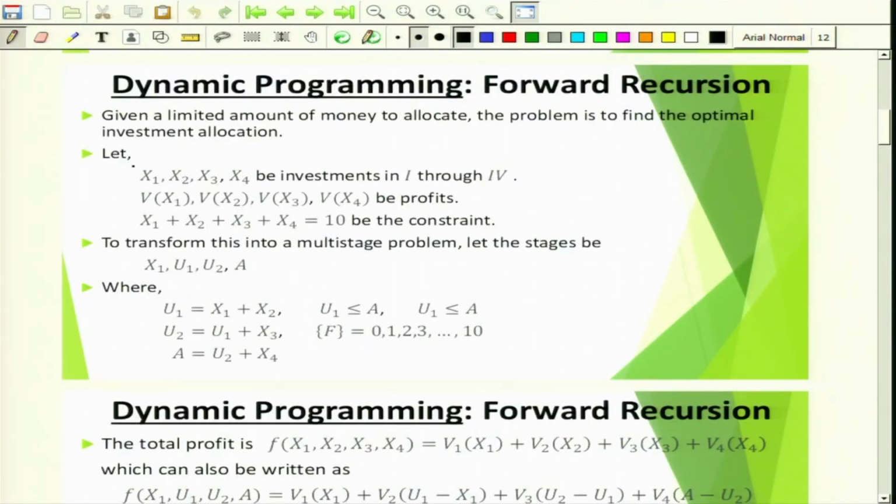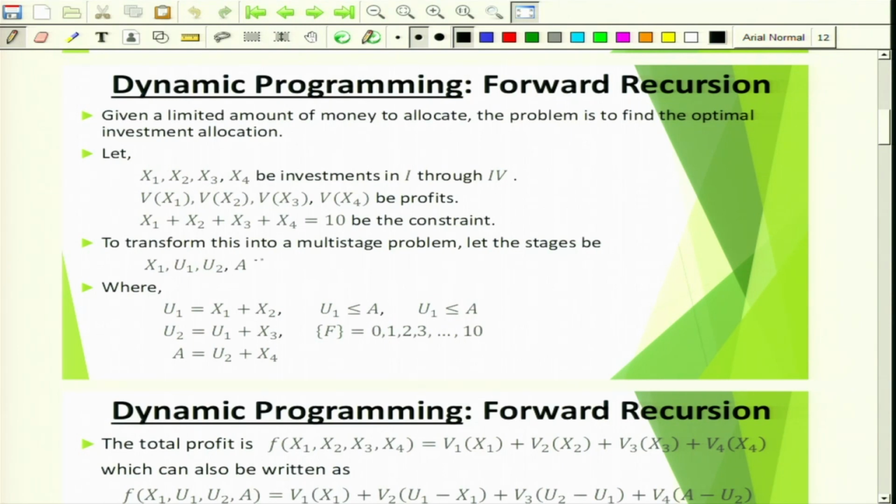So now let x1, x2, x3, x4 be investments for stage 1 through stage 4, right? So that means the profit of investment in x1 is V(x1). The profit one obtains in investing in venture x2 is V(x2), similarly V(x3) and V(x4). These are the profits. So x1 plus x2 plus x3 plus x4 is equal to 10, that is a constraint, right? Maximum investment that can be done is 10 units.